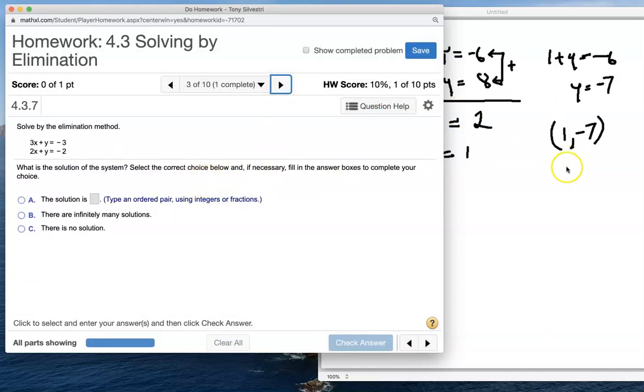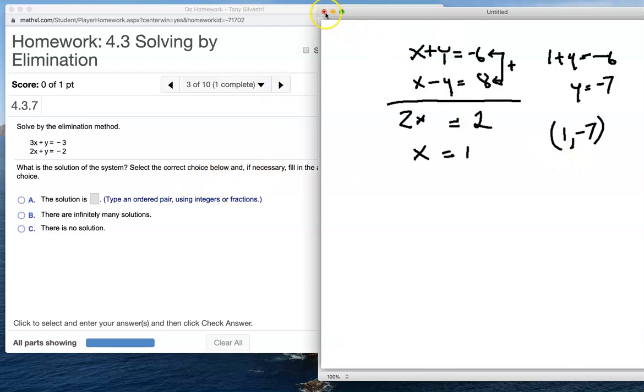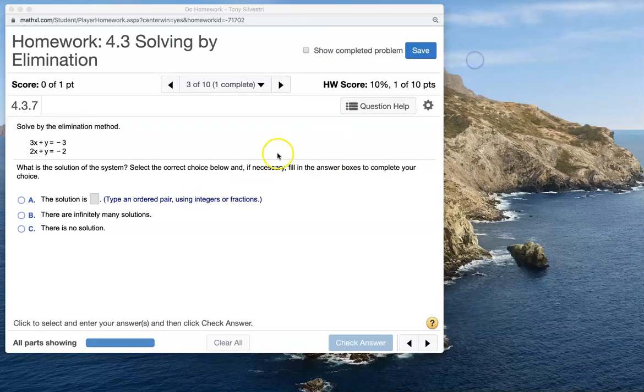Okay, what about this guy? This one's a little bit harder because, you know what? I don't see a variable and its opposite. See, if I added these two equations, the y's don't cancel. You end up getting 2y. And these don't cancel, you end up getting 5x. So how do you do a problem if you don't see a variable and its negative? Well, here's what you do.